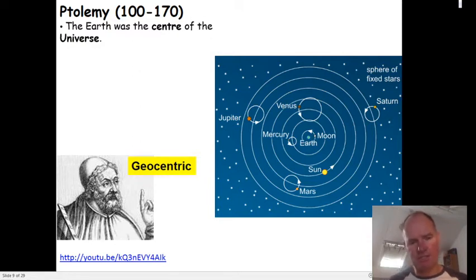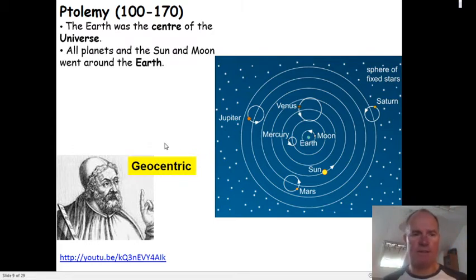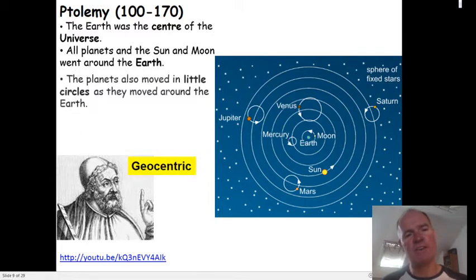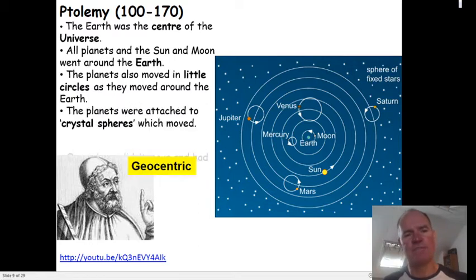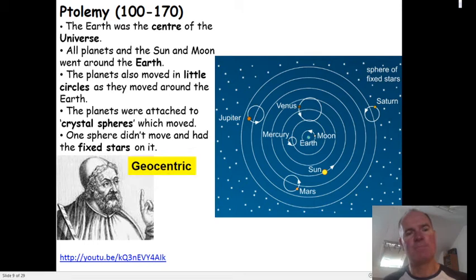Geo meaning to do with the Earth, geology, geography. Geocentric puts the Earth at the centre of the universe. The universe in that time wasn't the solar system, it was the whole universe. And the planets, the sun and the moon all orbit the Earth. And they moved in tiny circles around the Earth, and these were the orbits. But planets were attached to these crystal spheres, and the outer sphere had the stars attached to it, and that moved around as well. So that was a geocentric model that is attributed to Ptolemy, and we need to know about that one.